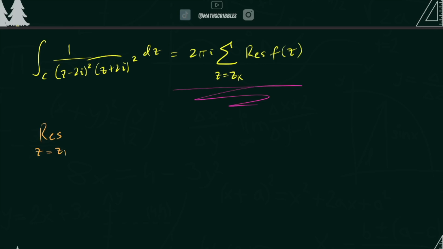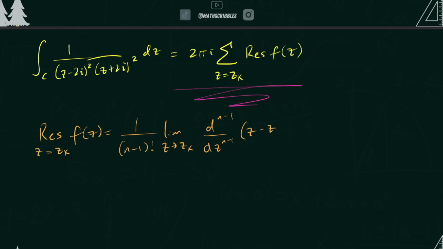So let's not forget that a residue at some point zk of a function f of z is equal to 1 over n minus 1 factorial of the limit as z approaches your specific pole of z minus zk to the power of n. Actually, I should change that up because it's technically a derivative. So the derivative d over dz to the n minus 1. Whatever your singularity is, we subtract 1, and that's how many times we have to take the derivative of this function of z minus zk to the n power times f of z.